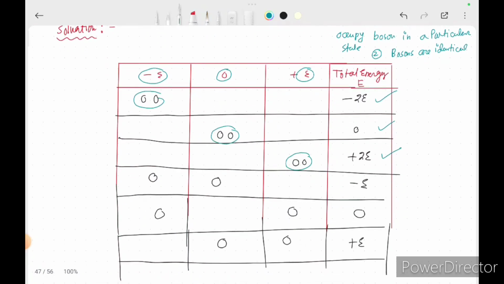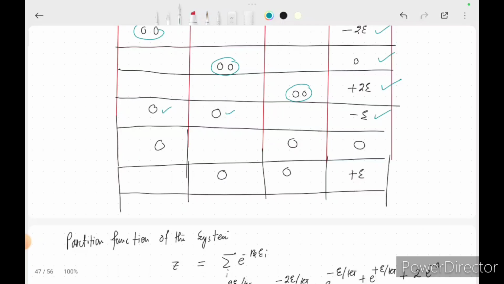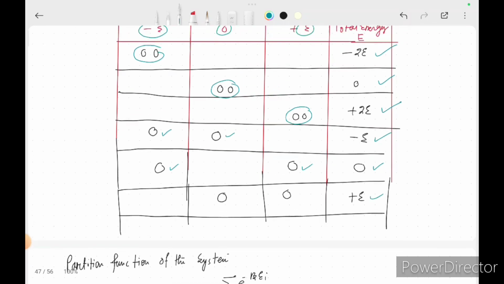Then another combination is one boson placed in minus epsilon, one boson placed in the 0 energy state. So the total energy is minus epsilon. In a similar way, one boson is placed in minus epsilon, another boson is placed in the plus epsilon energy state. So the total energy is 0. And again one boson is placed in the 0 energy state, and another boson is placed in the plus epsilon state. So the total energy is plus epsilon. So these are the total energies. So there is no degeneracy.